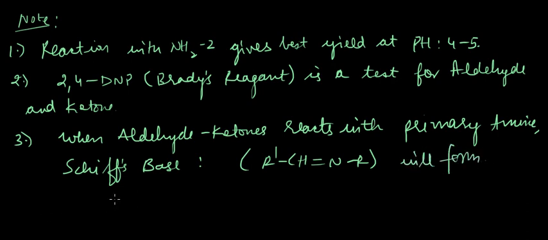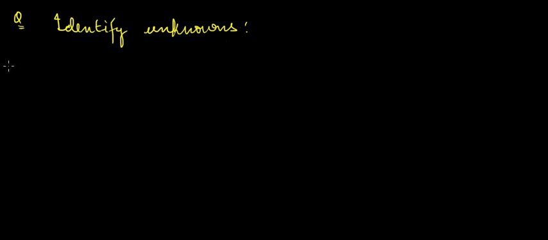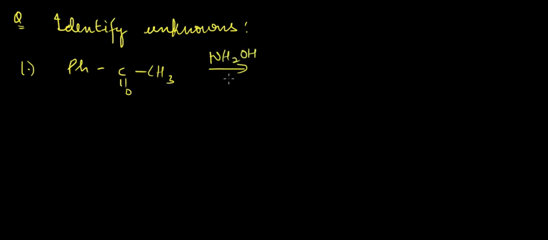Okay, so now let us do some exercises wherein the question is you have to identify the unknowns in the below compounds. So the first compound we have is this. On reaction with NH2OH in acidic medium it forms products A and B. Okay, so what are products A and B?